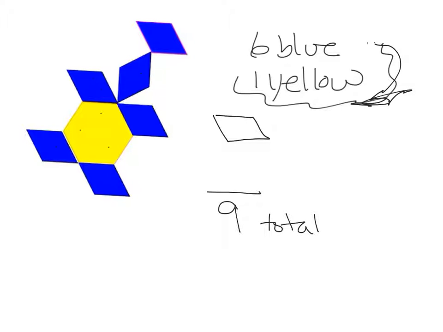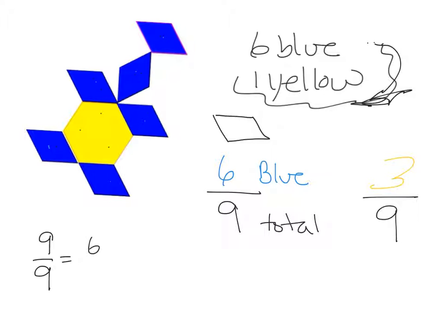And then blue, there's obviously 1, 2, 3, 4, 5, 6. There's 6 blue ones. And that means there are 3 yellow out of 9 in total. I know my numerators are right because they have to equal a whole, and my whole is 9 out of 9. So I know my 6 plus 3 gives me my whole.